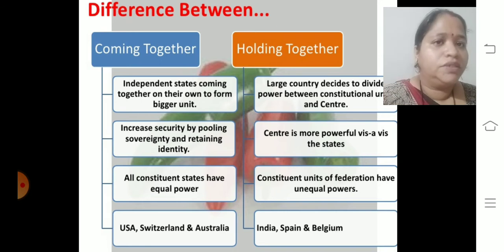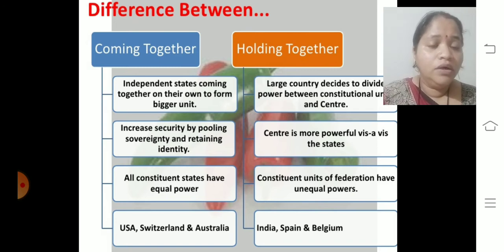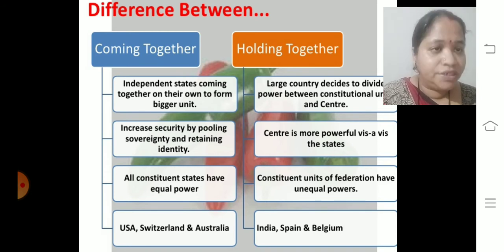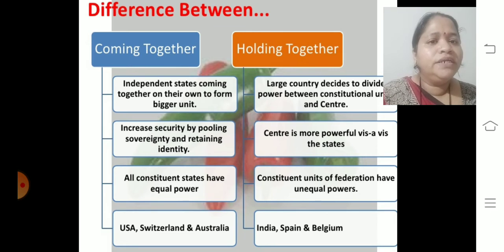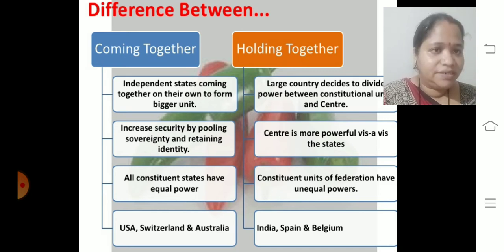Just go with the first, coming together. What happens under this? Independent states. Independent states means that they are not under the control of the center. These independent states come together on their own, and what do they form? A big unit. A big unit means we are talking about a country, where all the independent states are there. How? They increase security by pooling sovereignty while retaining their identity.